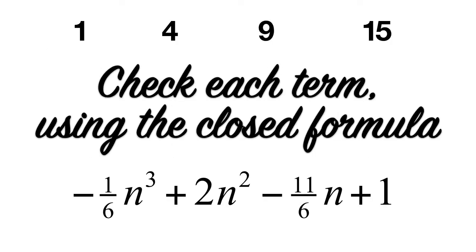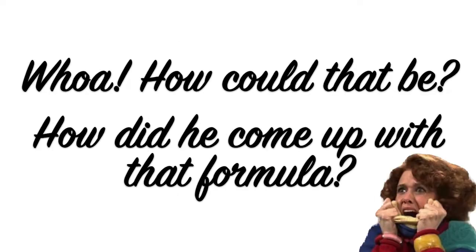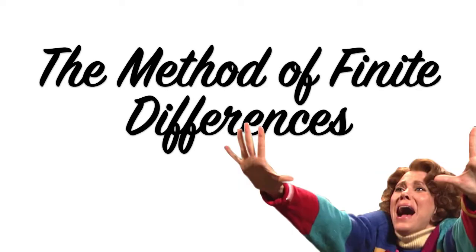At your tables, calculate what happens when you substitute 1 in for n, and then 2 in for the variable n, substitute 3 into n, and finally put the number 4 into the formula. Whoa! How could that be? How did he come up with that formula? It's a special process called the method of finite differences.